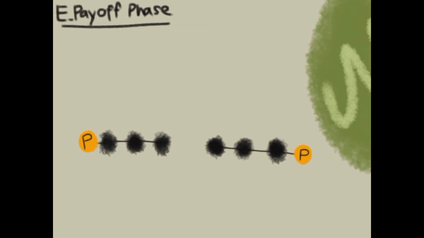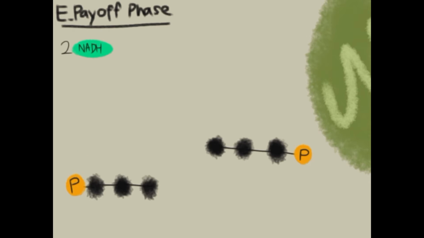In the energy payoff phase, 2 NAD+ are used to oxidize glyceraldehyde 3-phosphate by picking up electrons and hydrogen ions, forming 2 NADH. The oxidation of G3P is exergonic, which means that the energy released is used to attach phosphate groups to the 2 3-carbon molecules. Then, the phosphate groups are transferred to ADP, forming 2 ATP, which pay off the 2 ATP used in the first phase.